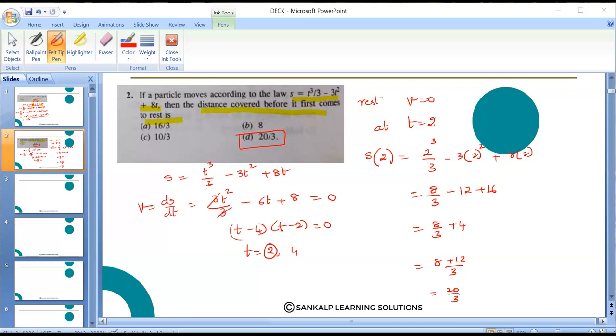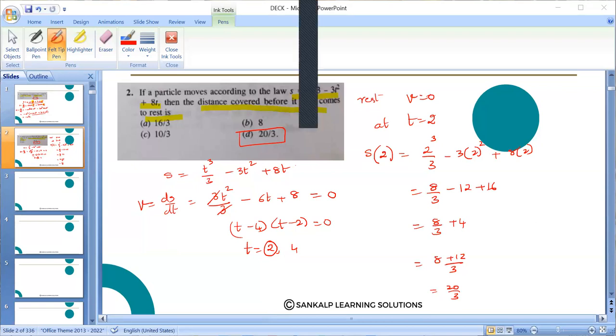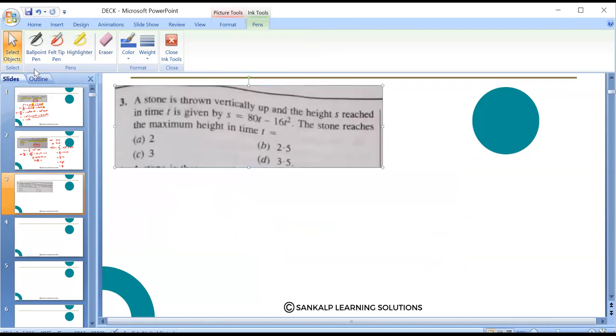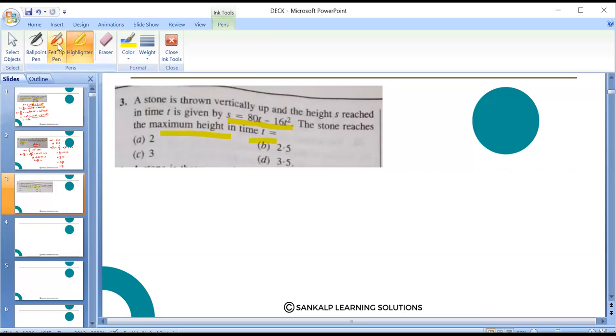Okay, I'll put question number 3 on the board. A stone is thrown vertically up and the height S reached in time t is given to you. S is 80t minus 16t square. The stone reaches maximum height when t is, maximum height you have to find.